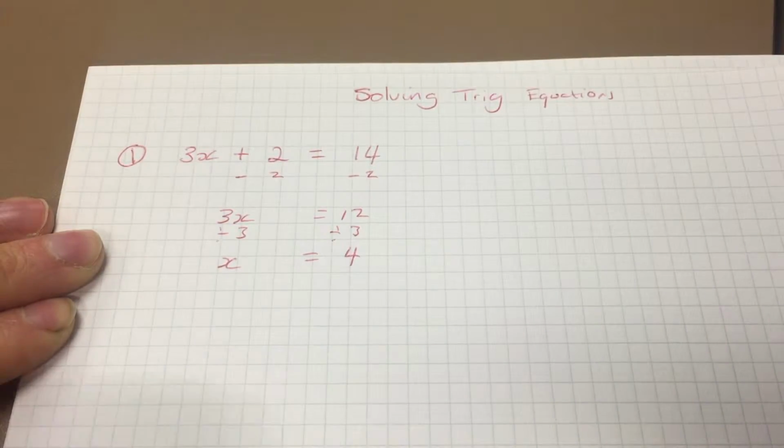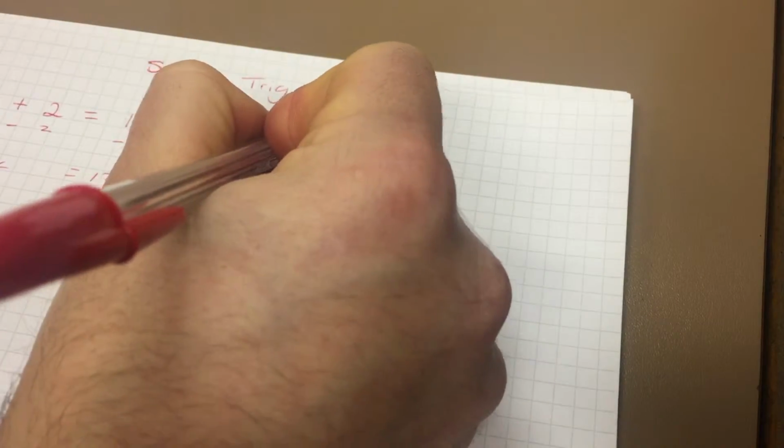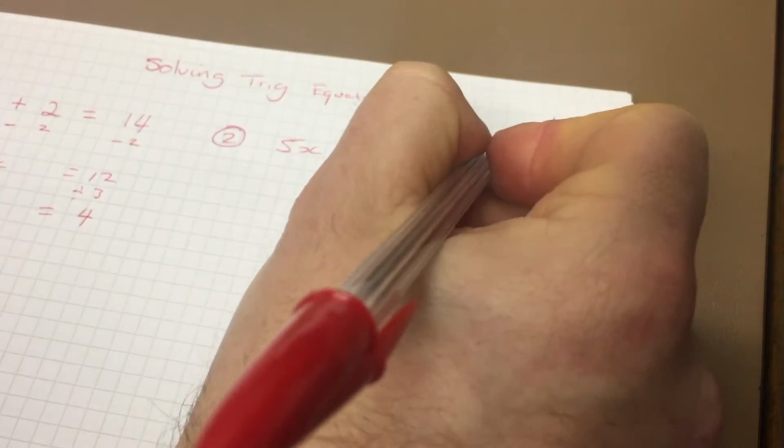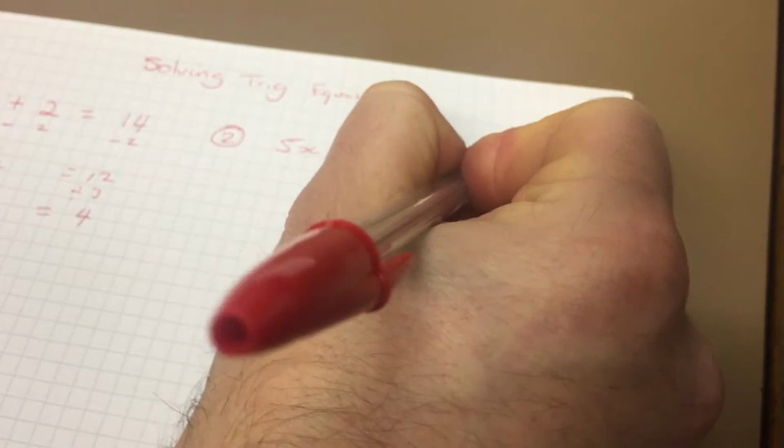Alright, that's your example, just a little practice. Get you guys to do a couple more. Question 2, 5x minus 9 equals, let's go for 26.